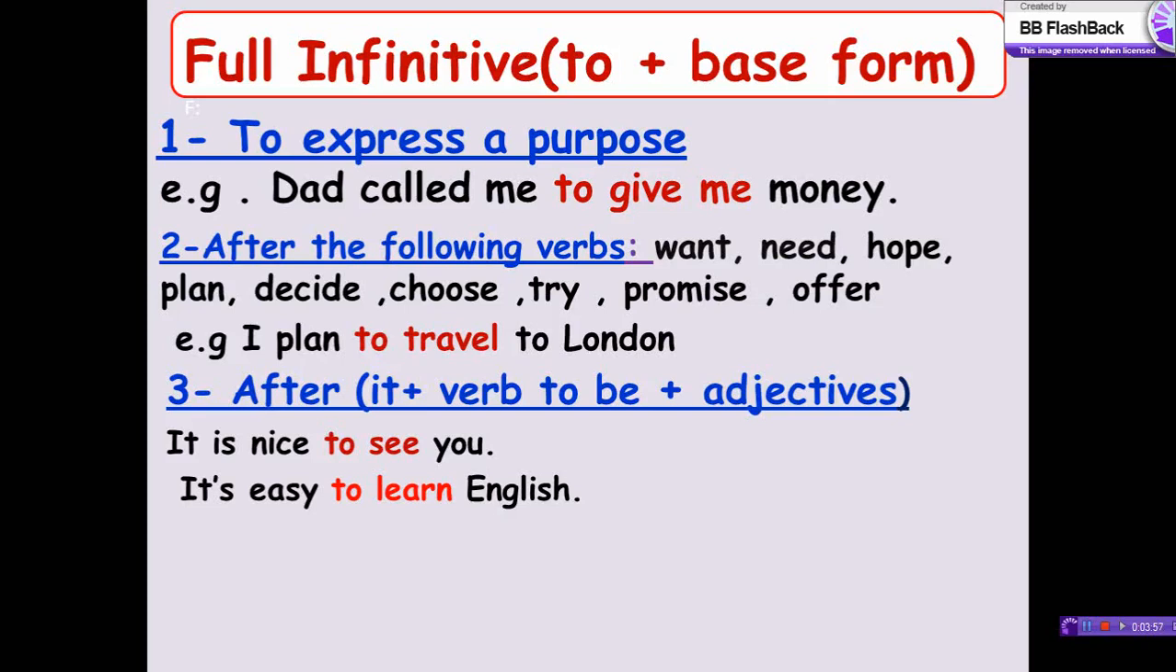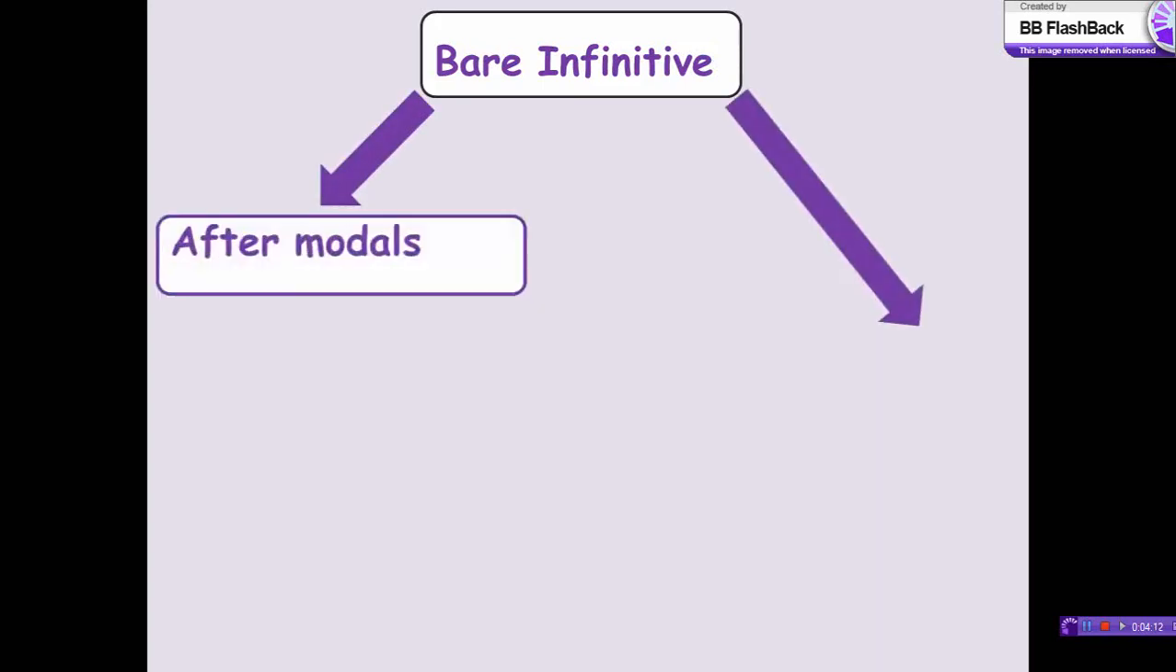Now let's move to the second type, which is the bare infinitive, which is the verb only without to. We use it only in 2 cases. The first one after the modals. The second case after the 2 verbs let and make.